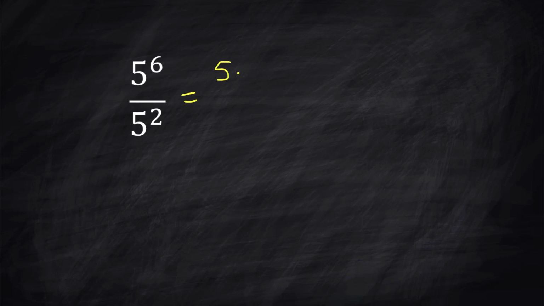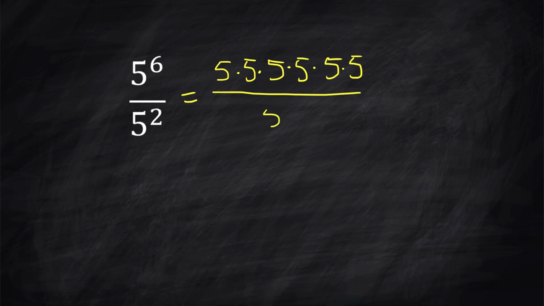5 to the 6th power is 5 times itself 6 times, and that's being divided by 5 times itself 2 times. When it's written out like this, you can cancel factors. So one of the 5s is going to cancel a 5 on the bottom, another 5 will cancel the second one. What's left is a 1 on the bottom, and what's left in the top are 4 5s. And so this works out to be 5 raised to the 4th power. That's the math.